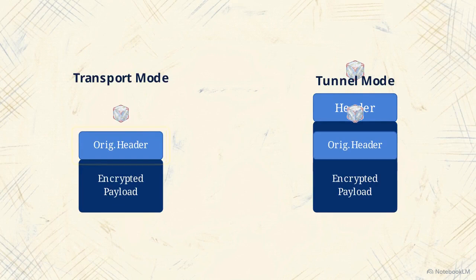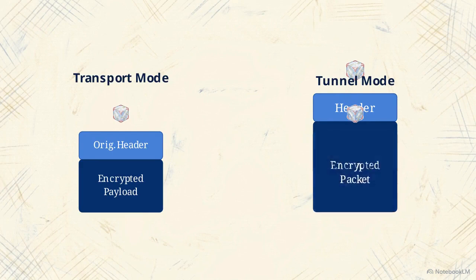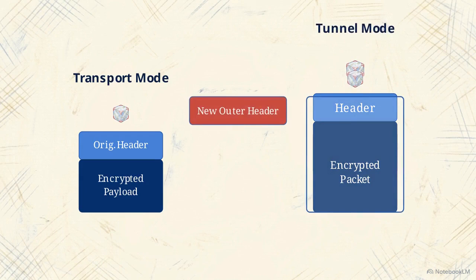ESP operates in two modes. Transport mode encrypts only the data payload, leaving the original source and destination IP addresses visible. Site-to-site VPNs use tunnel mode, which encrypts the entire original packet and wraps it in a new IP header, hiding the original routing information. Setting up this tunnel involves two steps through the Internet Key Exchange, or IKE.